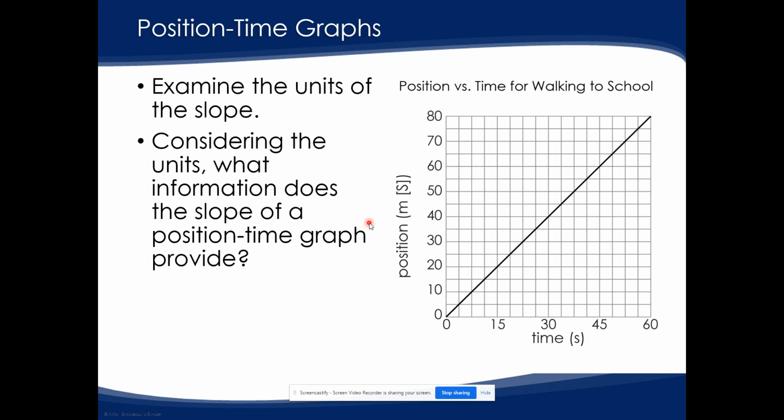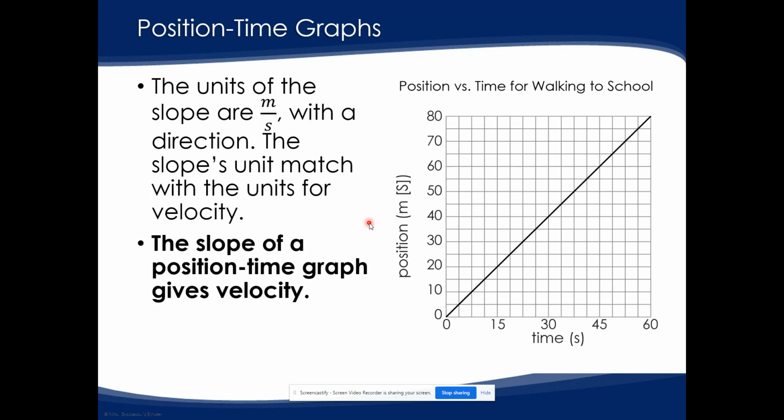Now, we're looking at meters per second. So what information does that give us? Well, position versus time is the same thing as d over t. So we're getting a velocity based off of that.